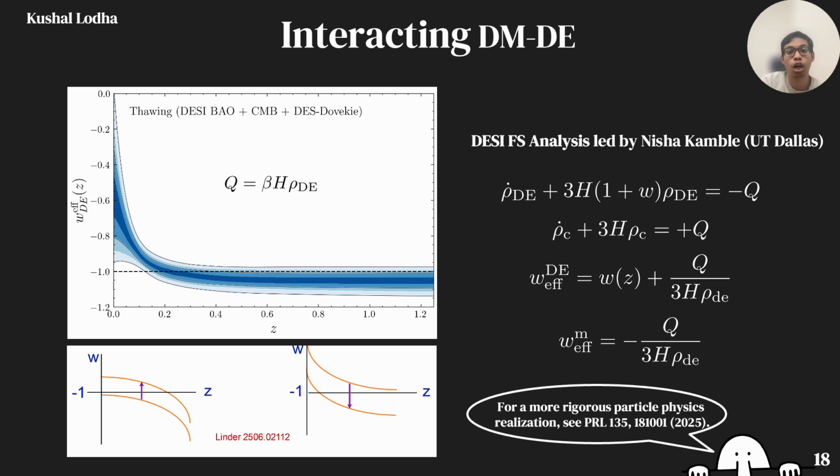So let's say you start from a thawing model, which on its own cannot cross w equals -1. But with the right sign of the interaction, one can pull the effective equation of state across the phantom divide. At the same time, because the matter sector no longer scales as (1+z) cubed, this leaves a visible imprint in the growth of structure. We are working with Nisha Kamble at UT Dallas to constrain such models with DESI DR2 full shape.